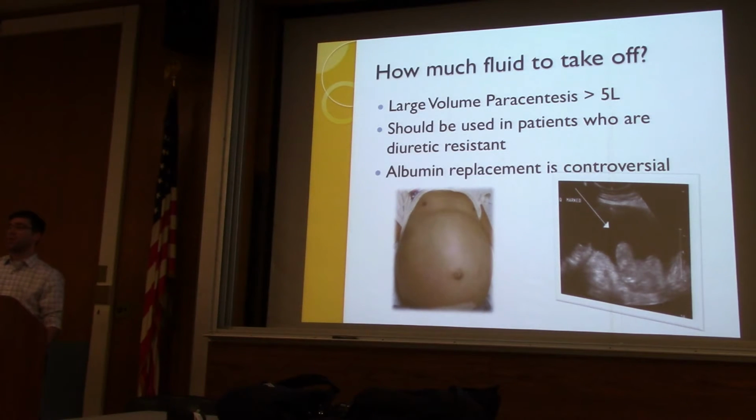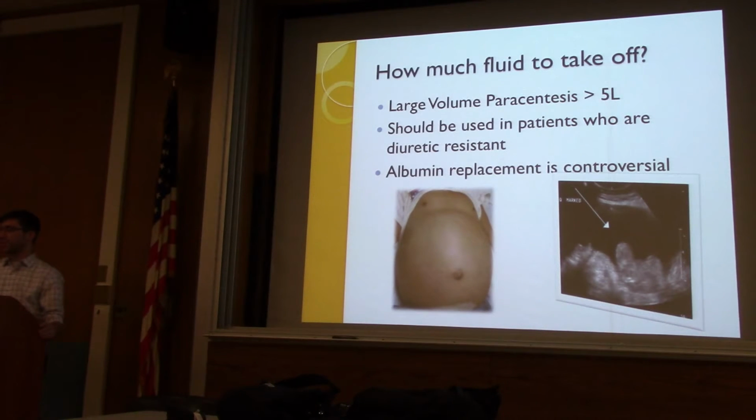And it should be used in patients who are diuretic resistant. So for patients who require large paracentesis but are still responding to diuretics, and that's still a very useful way to get their fluid off, you probably don't need to take off that much fluid with the paracentesis. You could probably take off a few liters and then bridge them over to some more Lasix or some other medication. And then, do you give albumin or not?